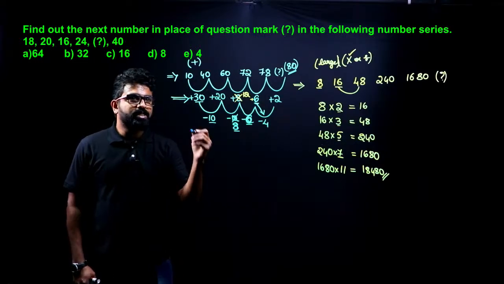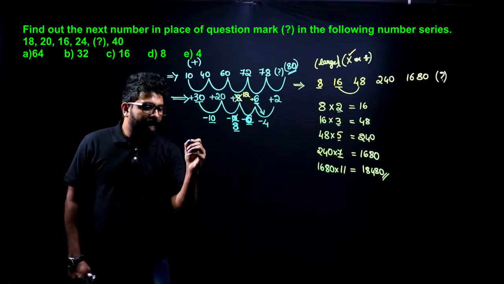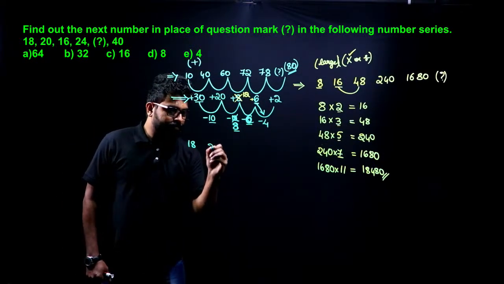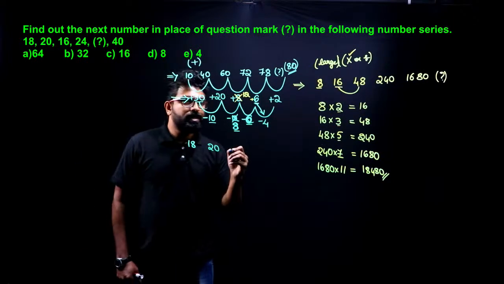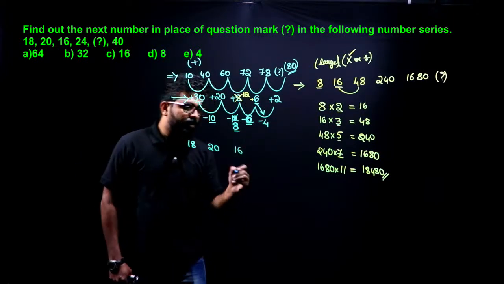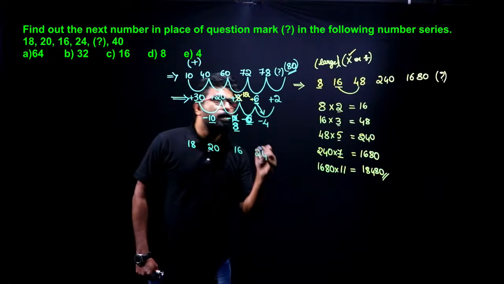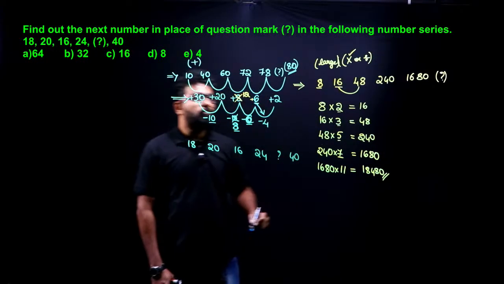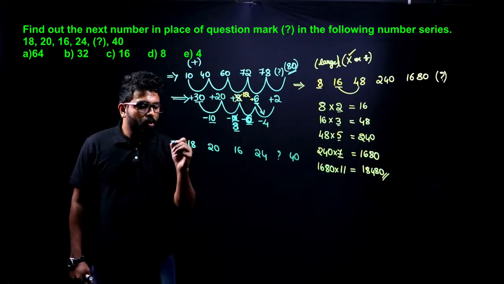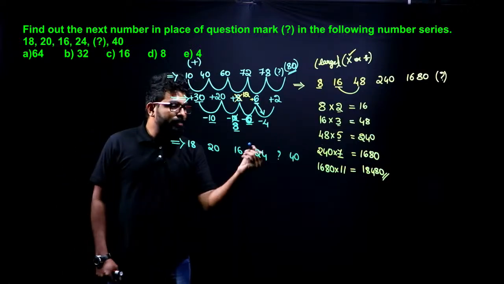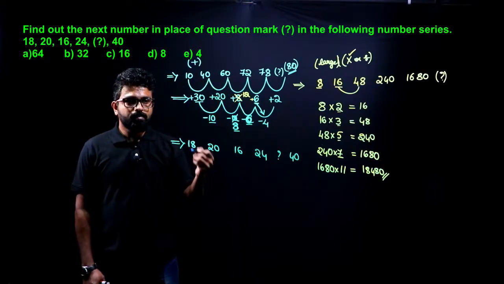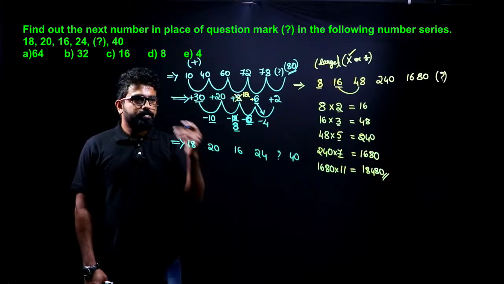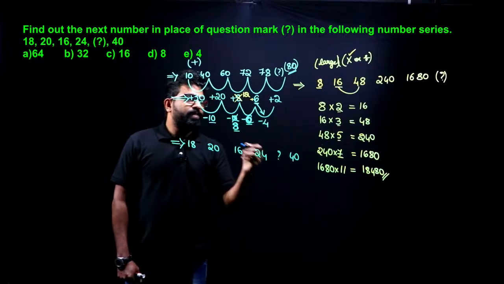Okay, next term in the series. Here my numbers are 18, 20, and then it is 16, again 24, and then there is a question mark, and then my last term would be 40. So look at this series. What is happening here? What is the difference between this series and this series here? Can anyone tell me the differences between the two series here?